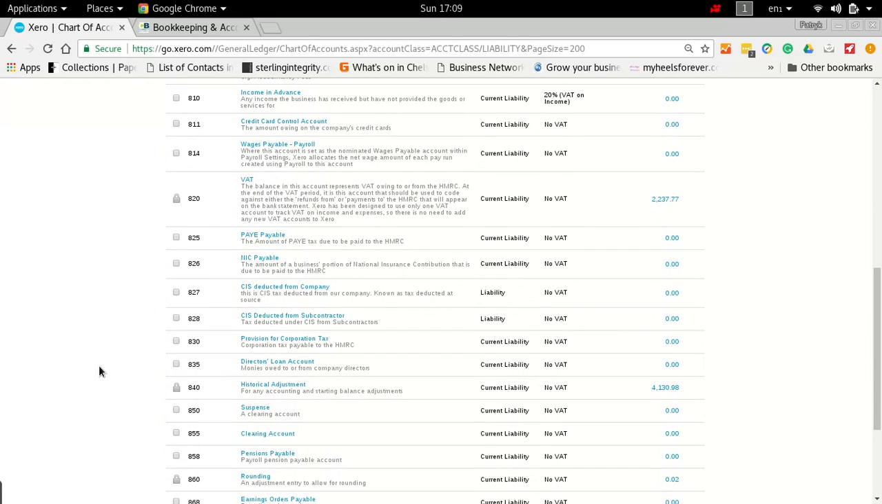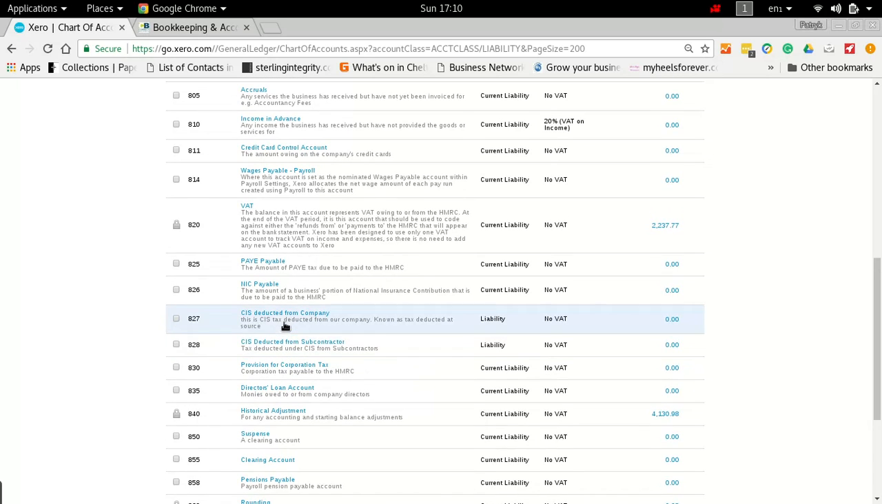Now, I've prepared earlier, around the PAYE accounts, construction industry scheme deducted from company. This is the tax under this scheme deducted from our company. So if I as a builder was a subcontractor for a bigger builder to build new houses, they would deduct it from me, and that's where my tax would go. The other one is construction industry scheme deducted from subcontractors. So if I subcontracted someone to help me with my work, that's where the construction industry scheme tax would go. That amount would go to that account, because I would have to deduct it from that subcontractor.